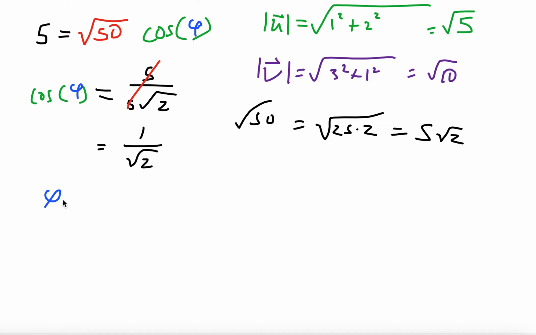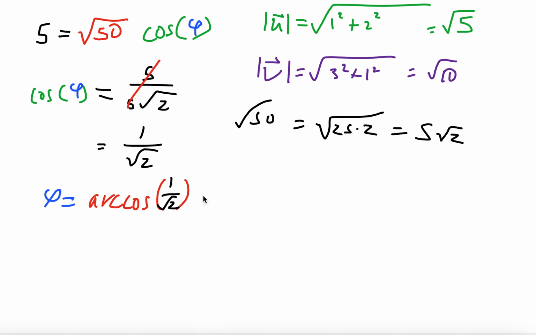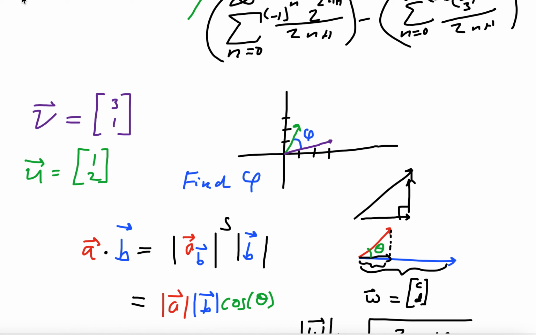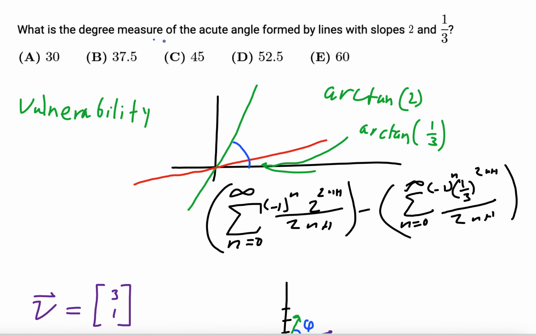Essentially, angle phi is equal to the arc cosine, okay, the inverse cosine of 1 over root 2. And that's going to be equal to pi over 4 radians. And pi over 4 radians, we know, to convert into degrees is just 45 degrees. And that's the answer. And in fact, that is one of the answers that we're given over here. So the answer is 45.